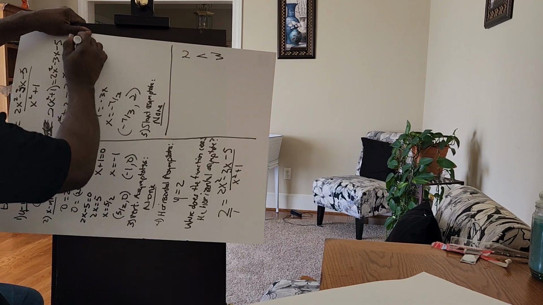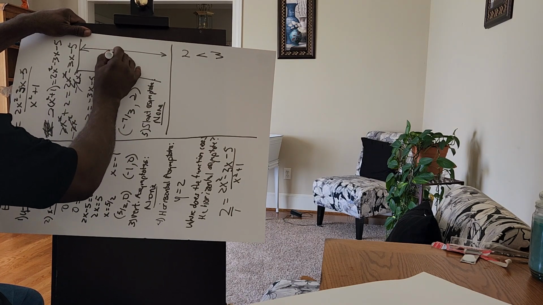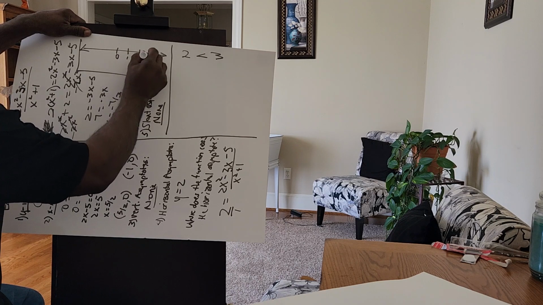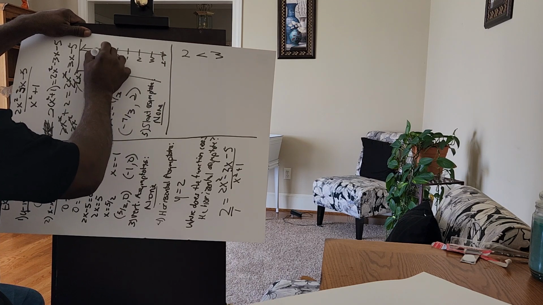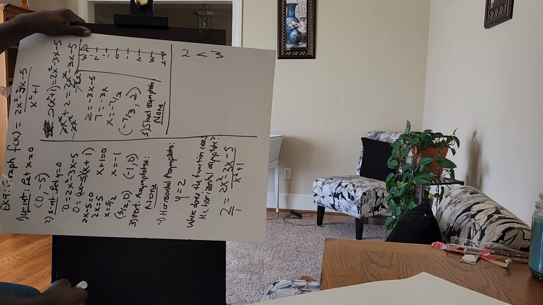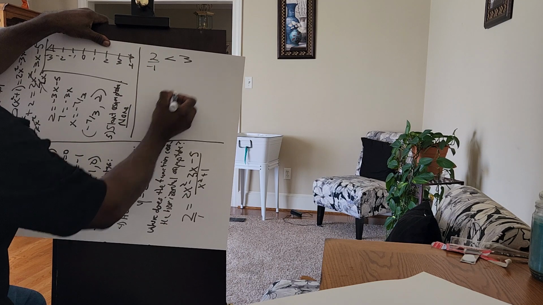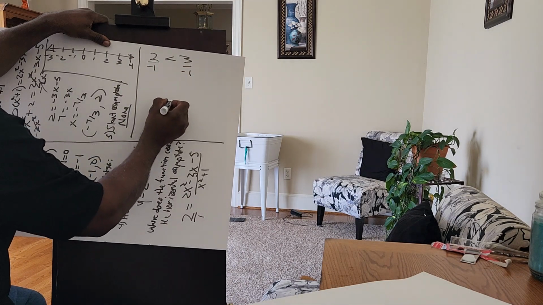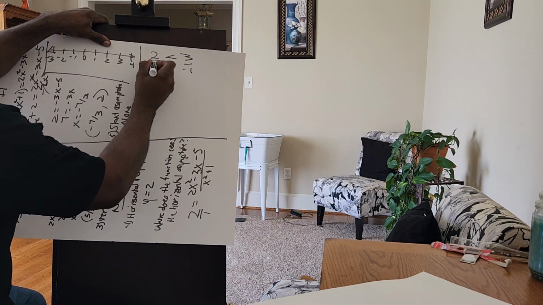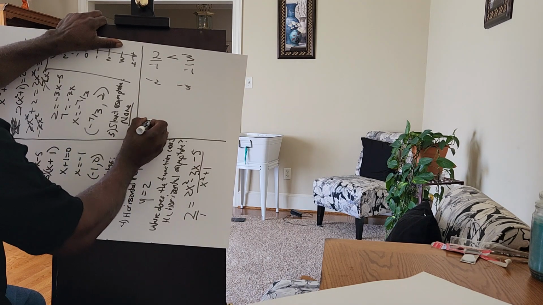If I think of the real number line is like this. There's 0, there's 1, there's 2, there's 3, there's 4, there's -1, there's -2, there's -3, etc. 2 is less than 3. But if I divide by -1, I get -2. Positive 2 divided by -1 is -2. 3 divided by -1 is -3. Okay?